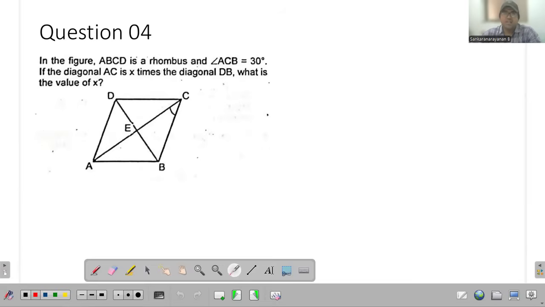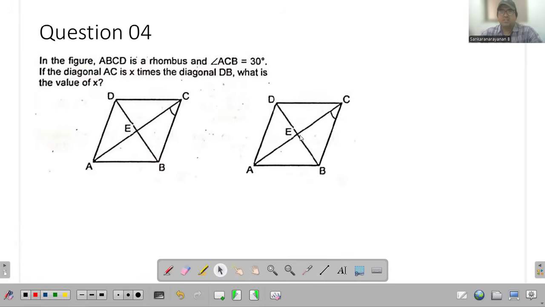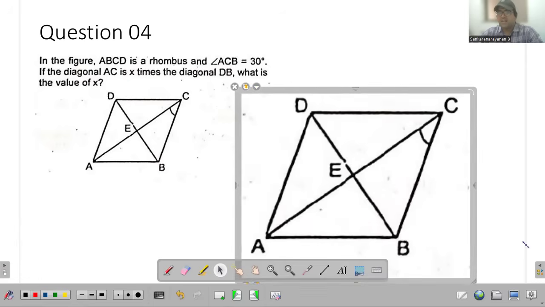Let's read the question. In the figure, ABCD is a rhombus and angle ACB is 30 degrees. If the diagonal AC is x times diagonal DB, what is the value of this x? That is the question. So one thing that you have to understand is the property of diagonals associated with a rhombus. I shall just draw this diagram in a slightly enlarged way.